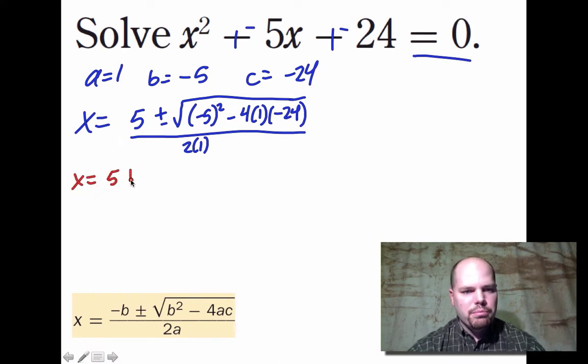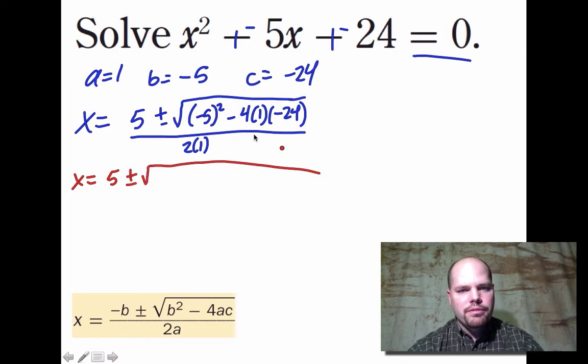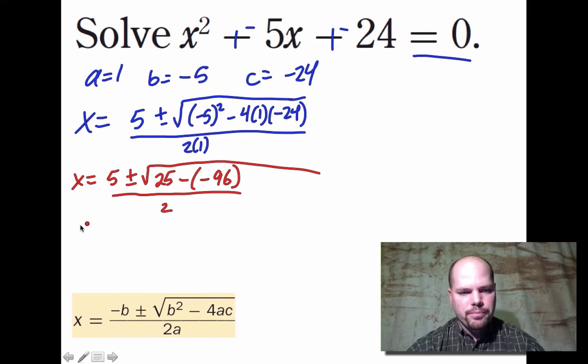So 5 plus or minus the square root of. Now, negative 5 squared, that's 25. If you decide to type that in your calculator, make sure you do parentheses around negative 5 because it's not negative 25. Okay, minus, this is going to be minus a negative. And 4 times 24 is 96, so 4 times negative 24 is negative 96. All divided by 2 times 1, so all over 2. All right, now the next part, x equals 5 plus or minus the square root of 25 plus 96, that is 121.